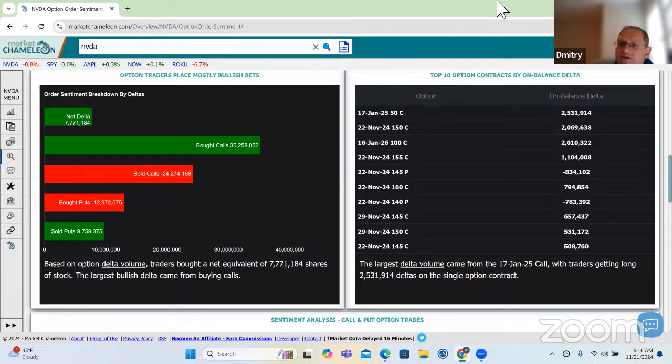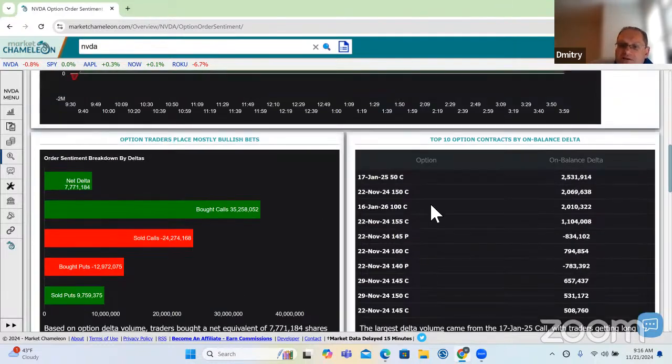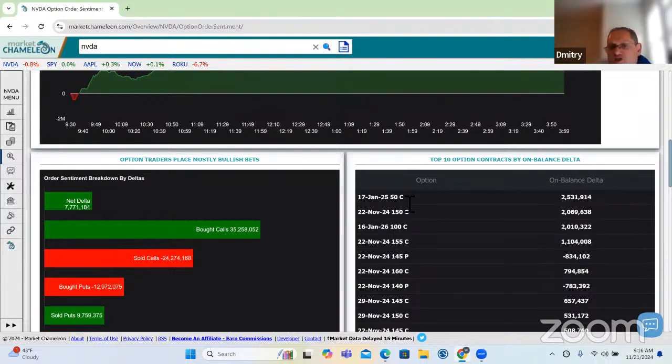Okay. So another breakdown we could look at is more granular. Which particular options contributed to the highest delta? Where did the highest deltas come from? So here we have the top 10 options. You could see here, the January 17th 50 call contributed 2.5 million deltas. The November 150 call contributed 2 million deltas. January 16th 100 call, positive 2 million. So we could see where there's action relative to deltas and the greatest imbalances.